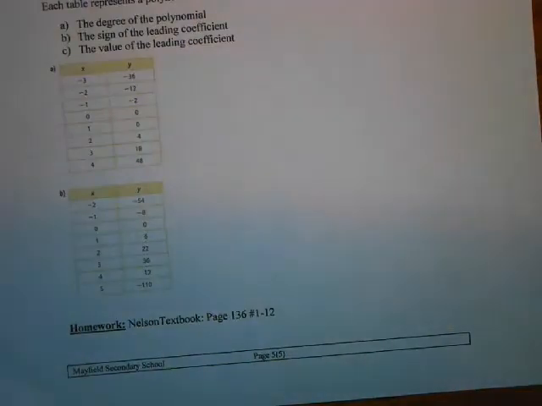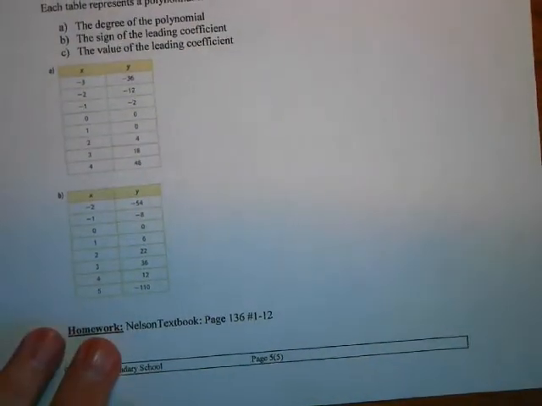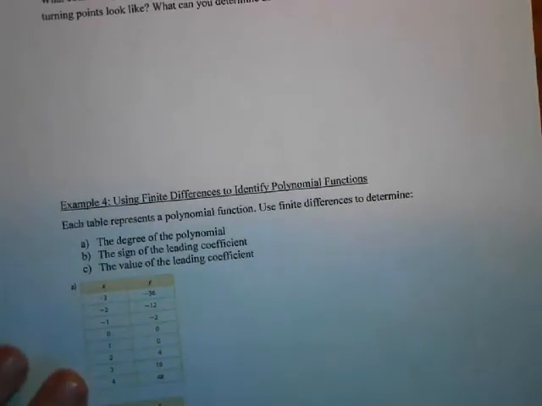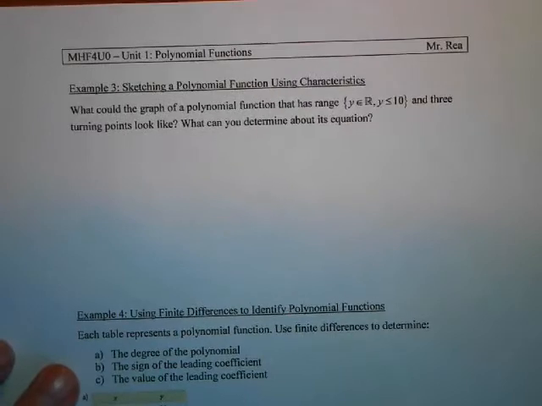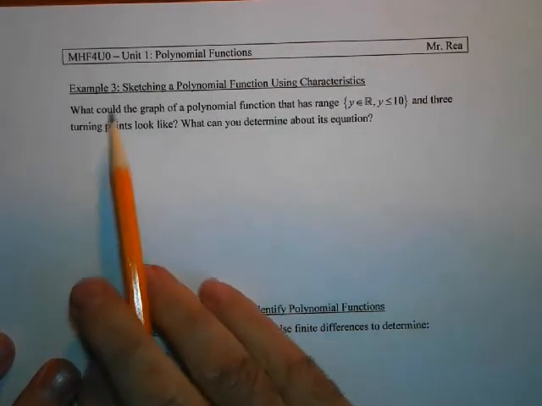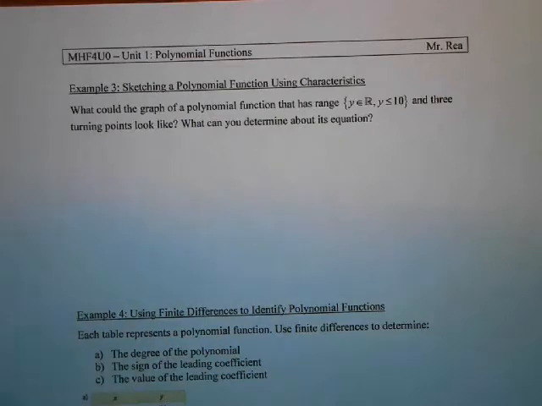Okay, last page. All right, so this is a little different. We don't have the equation. We're just given some characteristics. It says, what could the graph of a polynomial function that has a range, y is a real number, y is less than or equal to 10, and 3 turning points look like? What can you determine about its equation?